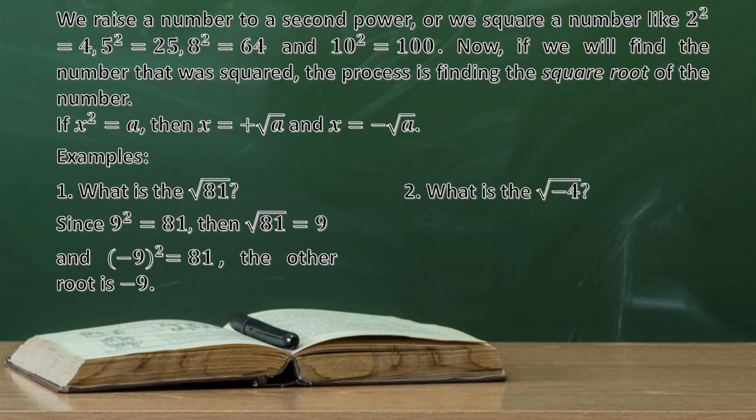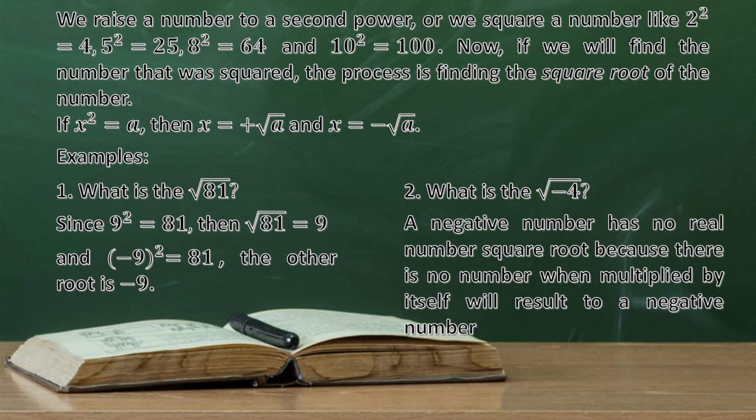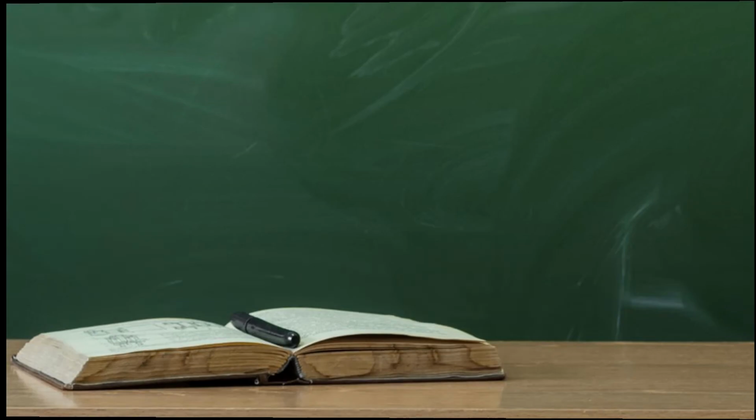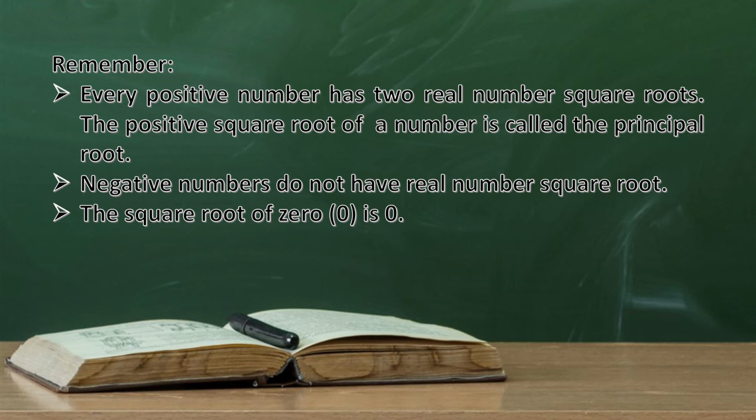Number 2, what is the square root of negative 4? A negative number has no real number square root, because there is no number that when multiplied by itself will result in a negative number. Remember, every positive number has two real number square roots. The positive square root of a number is called the principal root. Negative numbers do not have real number square roots. And the square root of 0 is 0.